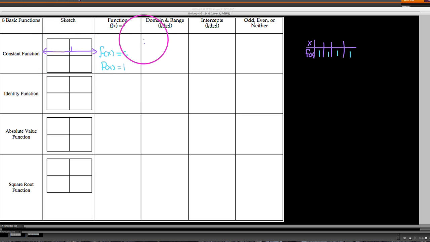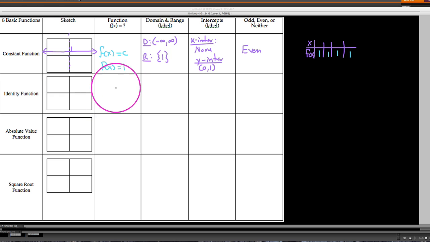In terms of domain and range, domain, it goes left and right forever and ever, so from negative infinity to infinity it's defined. And then range, the range is just the set of the output 1. It only goes over the output 1. In terms of intercepts, x-intercept, it has none. And then in terms of y-intercept, we notice that it hits the y-axis at 0, 1. Okay? And in terms of even or odd, well, I notice that this has y-axis symmetry. So this is definitely an even function.